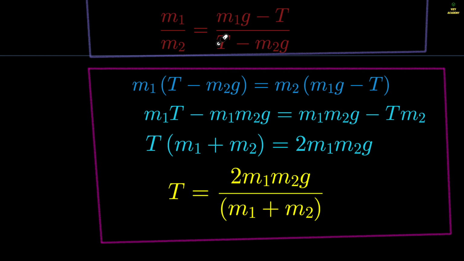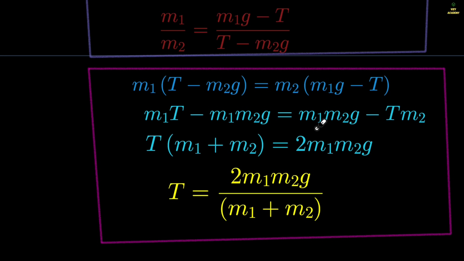Now we will cross multiply. So this term will go on the other side and get multiplied with M1, and this term here will get multiplied with M2. So M1 times (T minus M2g) is equal to M2 times (M1g minus T). Now we are applying distributive property. So M1T minus M1M2g, this is equal to M2M1g minus T M2.